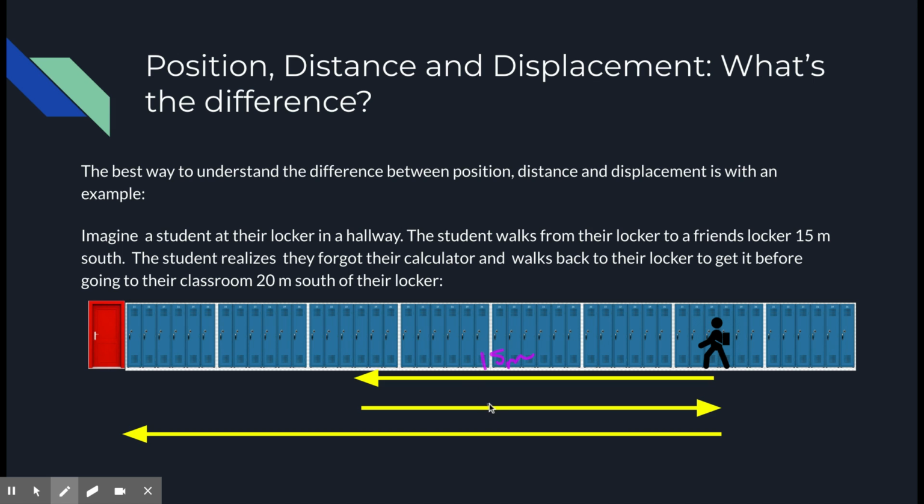They realize they forgot their calculator, and they have to walk back to their locker, 15 meters the other direction. Then, once they have their calculator, they're going to go to their classroom, which is 20 meters south of their original locker.